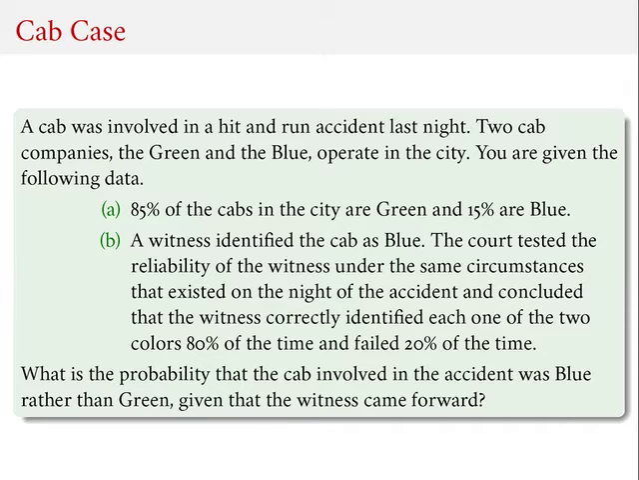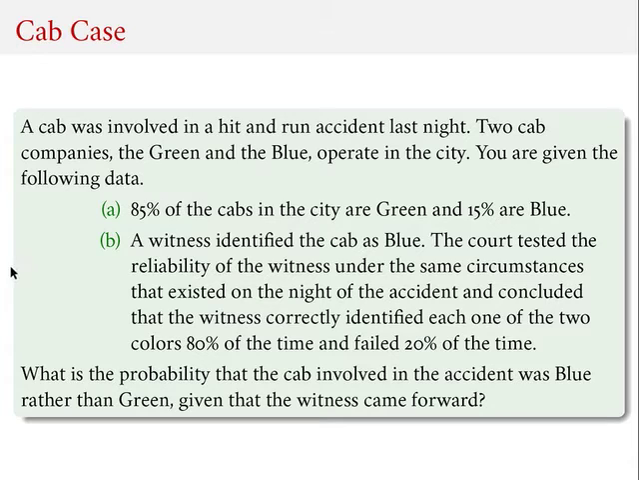Now, suppose further you're given the following information. You know that 85% of the cabs in the city are the green ones, and 15% are blue. So the grand majority of the cabs roaming the streets of New Brunswick are green, and a small percent, 15%, the rest, are blue. So again, you know that there are many more green cabs than blue cabs. But in addition, there was a witness who was at the scene. And the witness says that the cab they saw was blue.